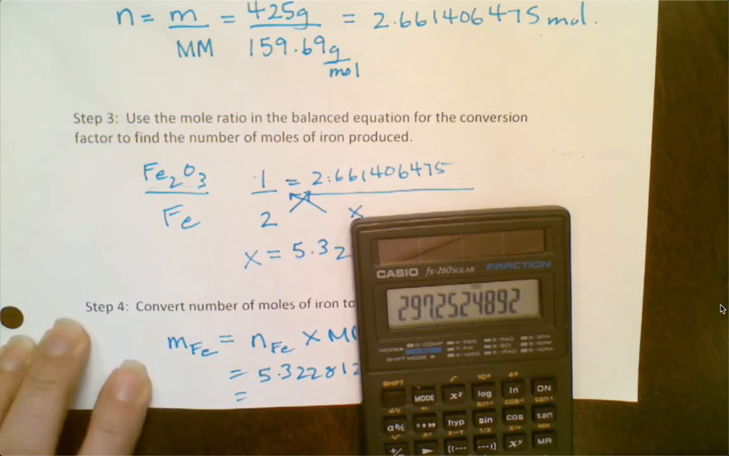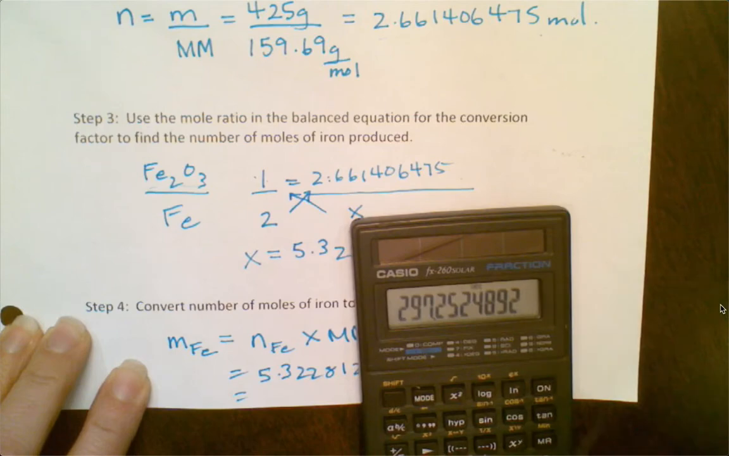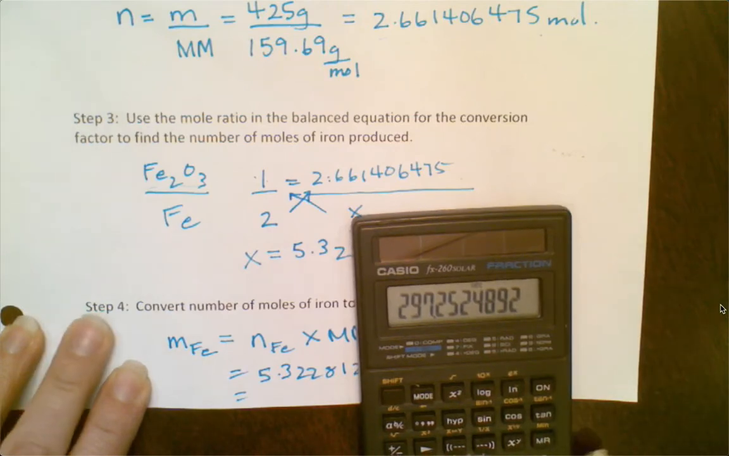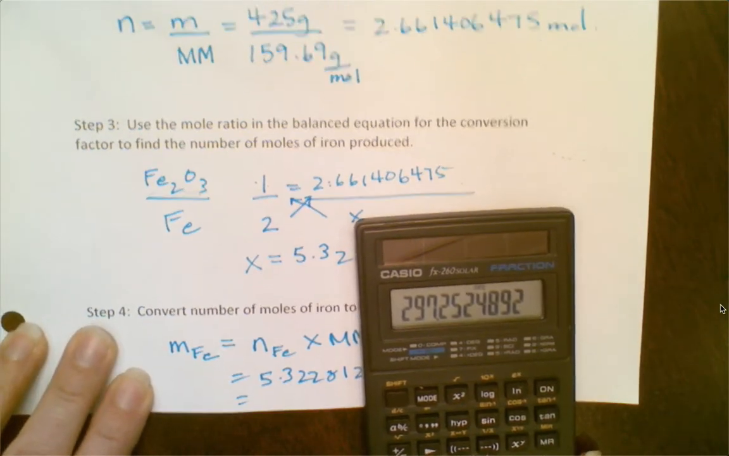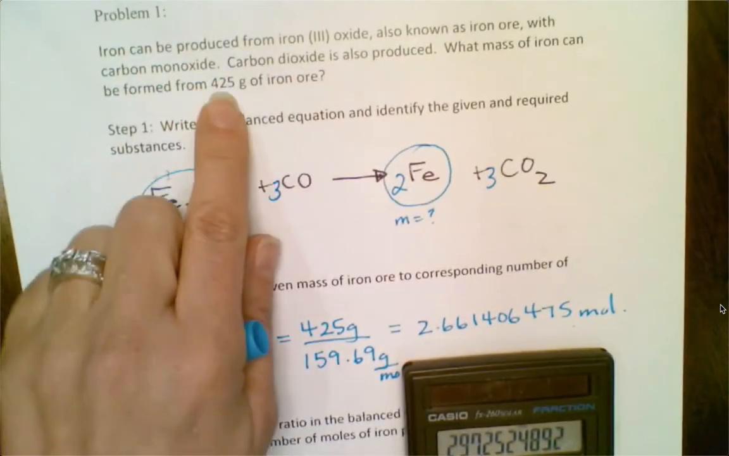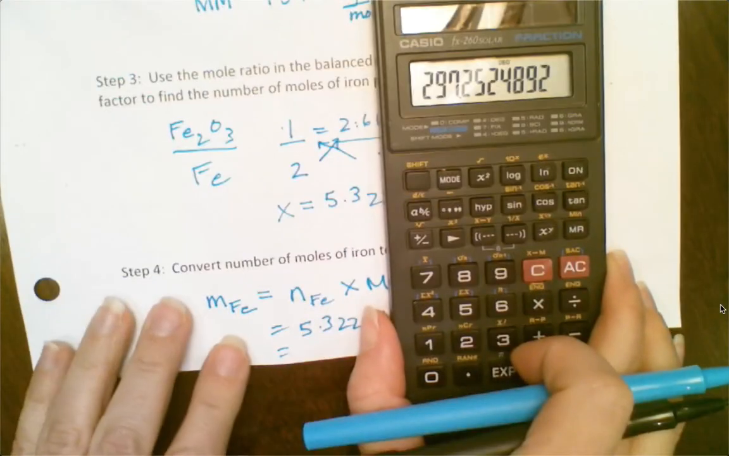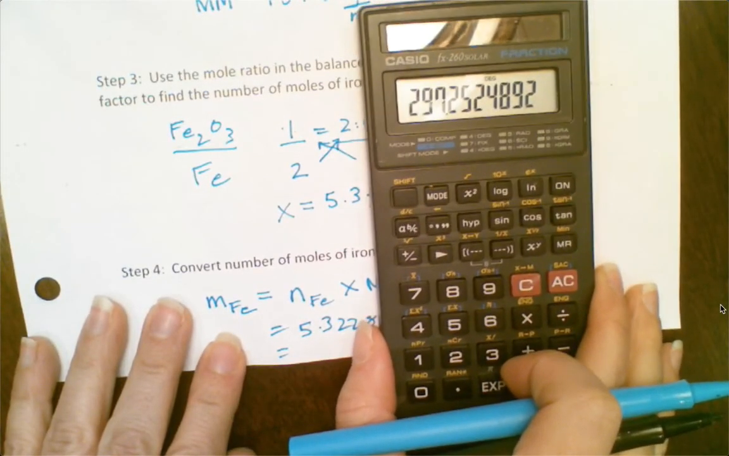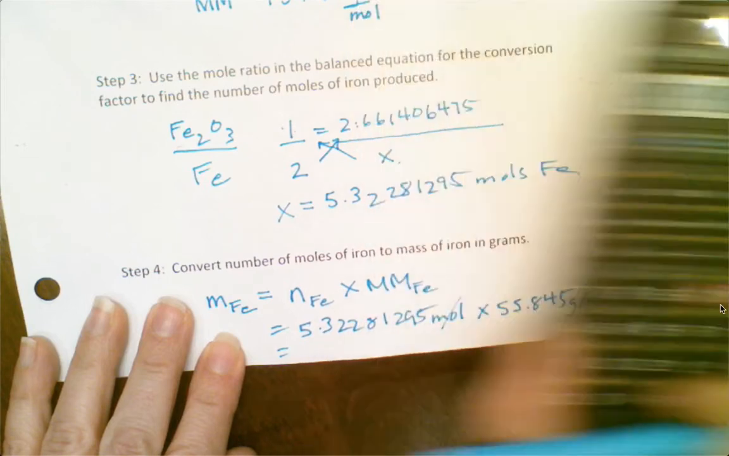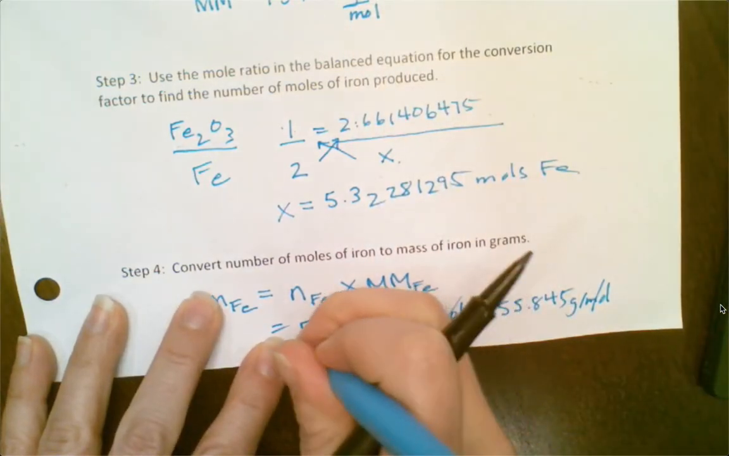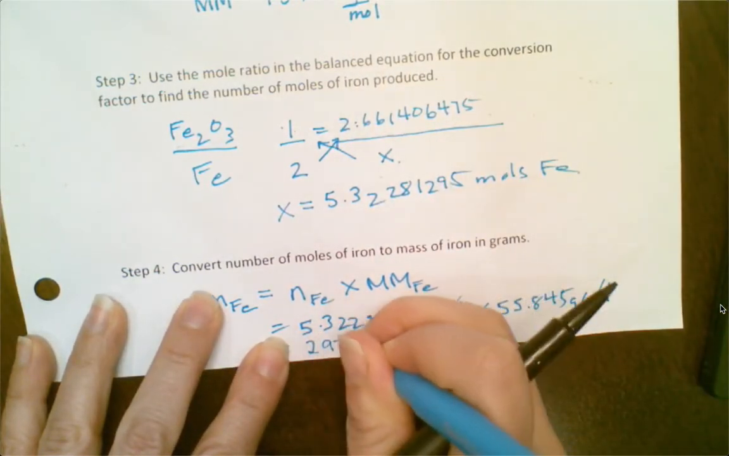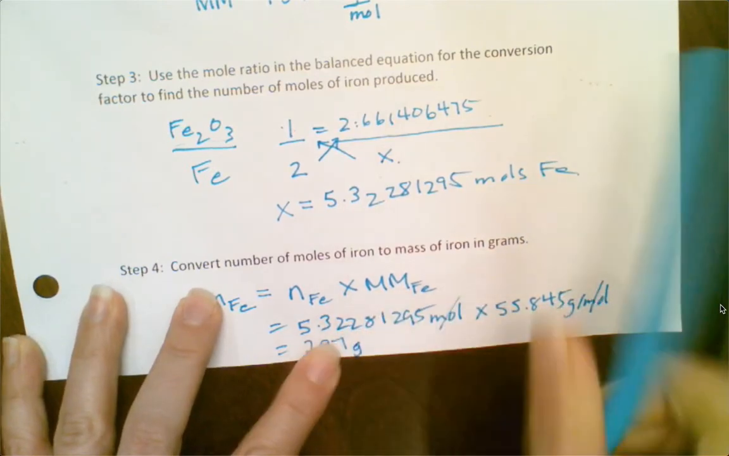Now, how many significant digits am I going to round to? Am I going to keep all of those? No, I'm certainly not. I go back to the original question and I notice that the original mass that was given is 3 significant digits. So I will report my final answer to 3 significant digits, which will just be 297 grams. That's as accurate as I can be. And there is my final answer.